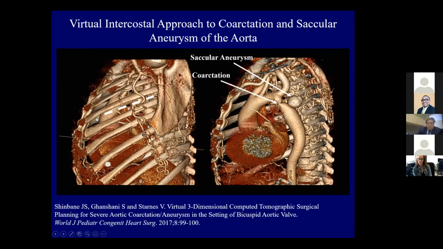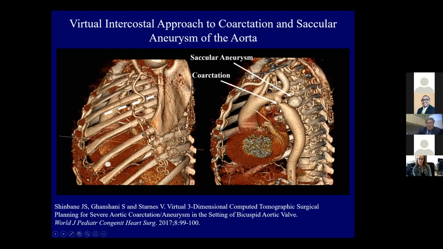Again, here's the rib. So the optimal rib space was chosen. There's both this coarc as well as this aneurysm, and it was decided that they would be cut out en bloc after clamping the aorta, and a Dacron graft put here, which again was sized. So the CT scan was used to decide the incisional approach and materials.